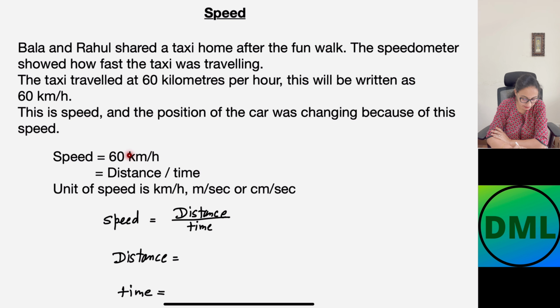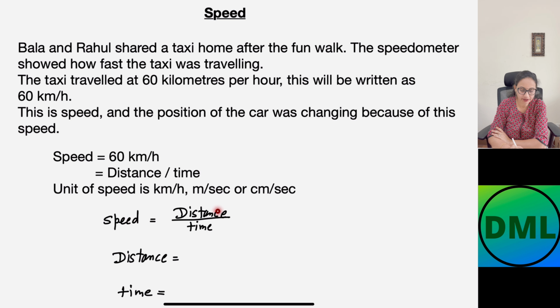As you can see, kilometer, meter, centimeter, everything is distance. Hour, minutes, seconds, everything is time. Distance over time. So the speed formula is distance over time. The unit of speed is kilometer per hour, or meter per second, or centimeter per second.